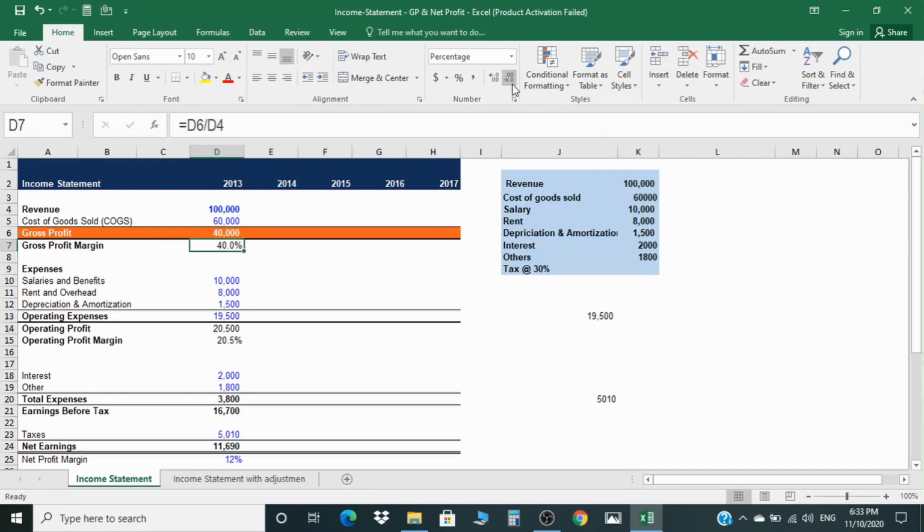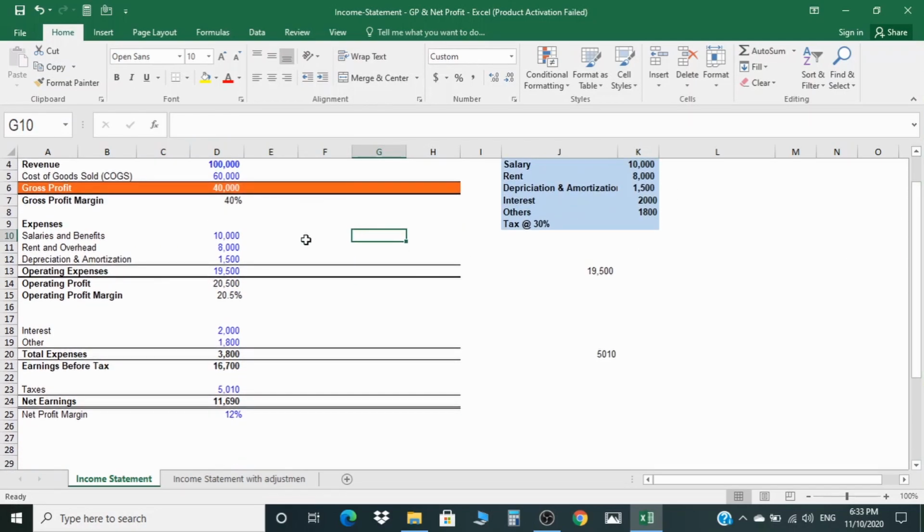If you want to make it like this, that's all right. And other expenses like salary, rent, and depreciation. Okay, so you get 19,500 as total expenses. Then you deduct from gross profit all these expenses, you will get this operating profit 20,500, and the margin is 20.5%, right? And we have some other expenses like interest and other, could be anything. I just put it there. So you have to deduct all this.